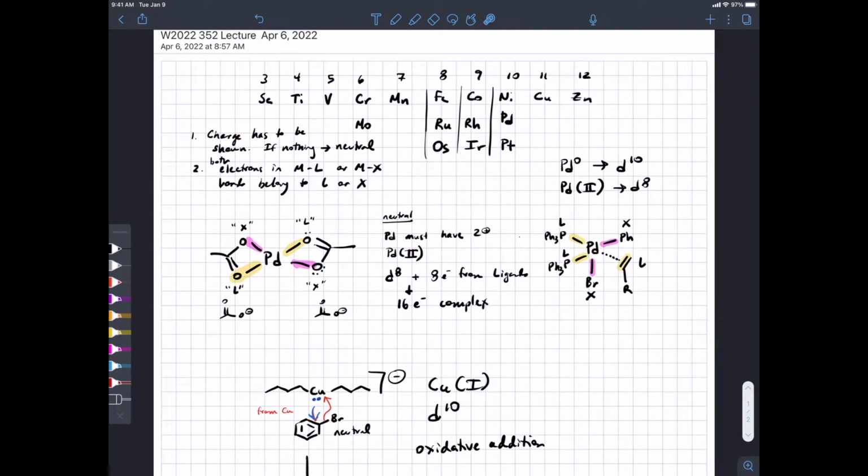Anything you want to ask about that? I know there are questions. I know some of you are very frustrated by this. Go ahead. So we got the plus two charge because there were two X ligands? Exactly. We got the plus two charge because there were two X ligands. Yeah.